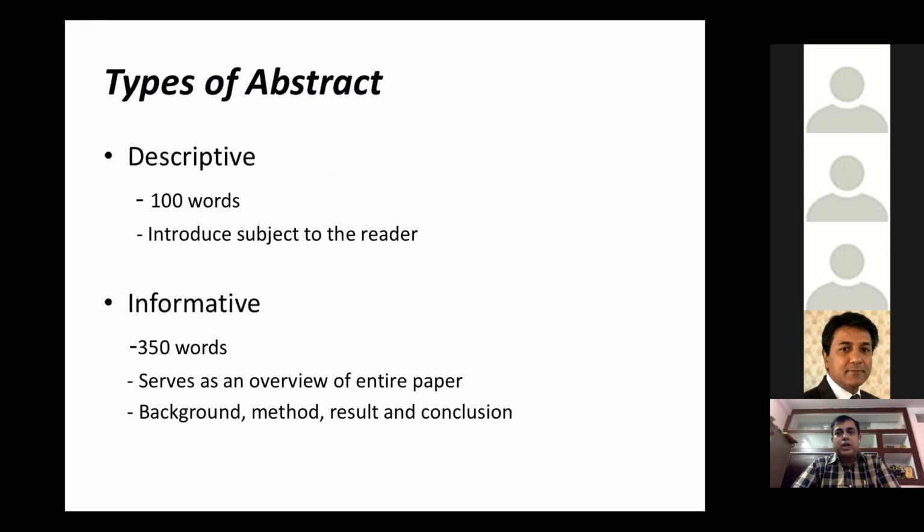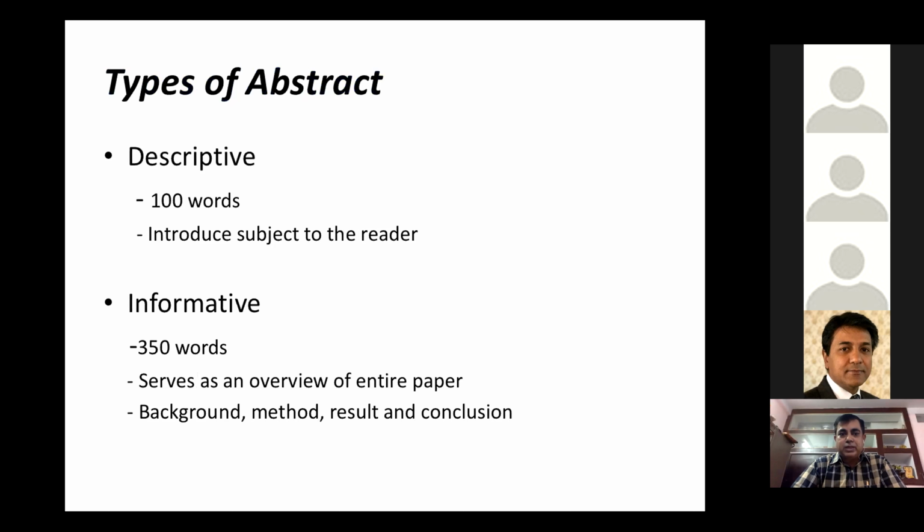There are broadly two types of abstract. One is the descriptive, another is the informative. For a descriptive abstract, the maximum is only 100 words. Basically you are introducing the subject to the reader. The reader learns about the introduction and the aim and objective. If the reader wants to know the details, they have to go and see the whole paper.